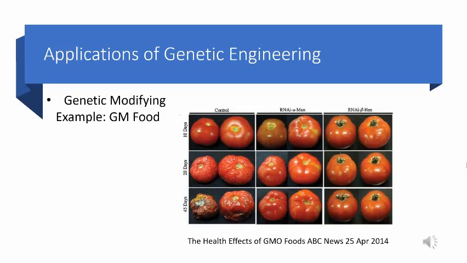Another application is genetically modified food. This enhances the quality of the food produced. For example, GM tomatoes have a longer shelf life than normal ones. Let's move on to CRISPR.